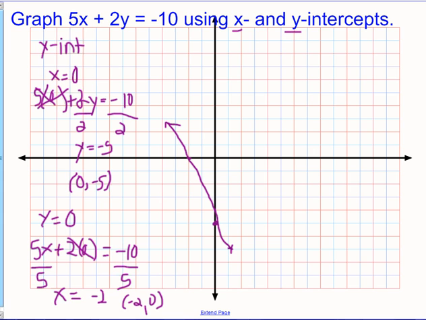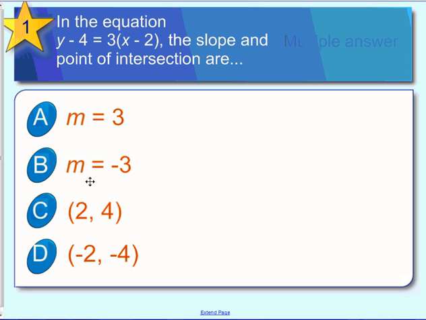All right. So the next one we're going to be using is the point slope form. And point slope form, remember, is that y, I'll rewrite it for you. y minus y1 equals m times x minus x1.